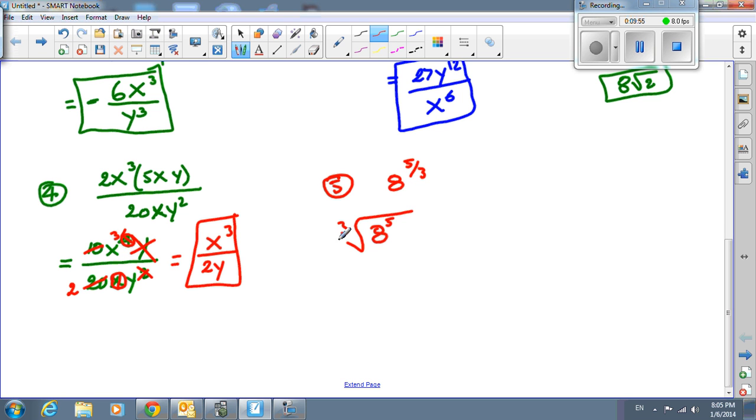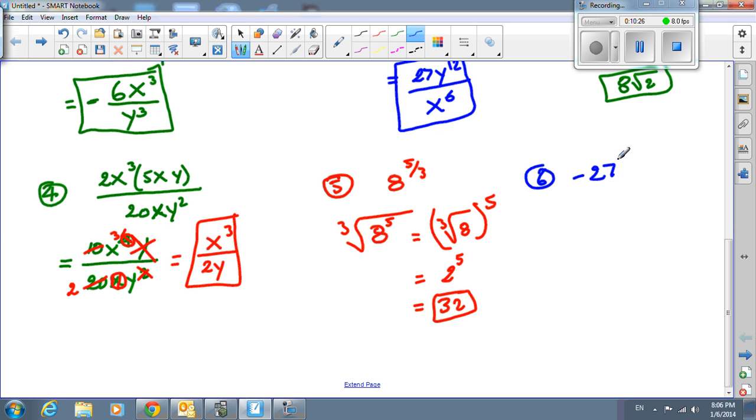Now at this point, I can also rewrite this as the cubic root of 8 that is raised to the power of 5. I think this expression is easier in this specific case because the cubic root of 8 we know is 2. So I just have 2 raised to the power of 5. And 2 raised to the power of 5 is 32. One last example on simplifying. Let's do number 6. And I will say negative 27 raised to the power of negative 2/3.